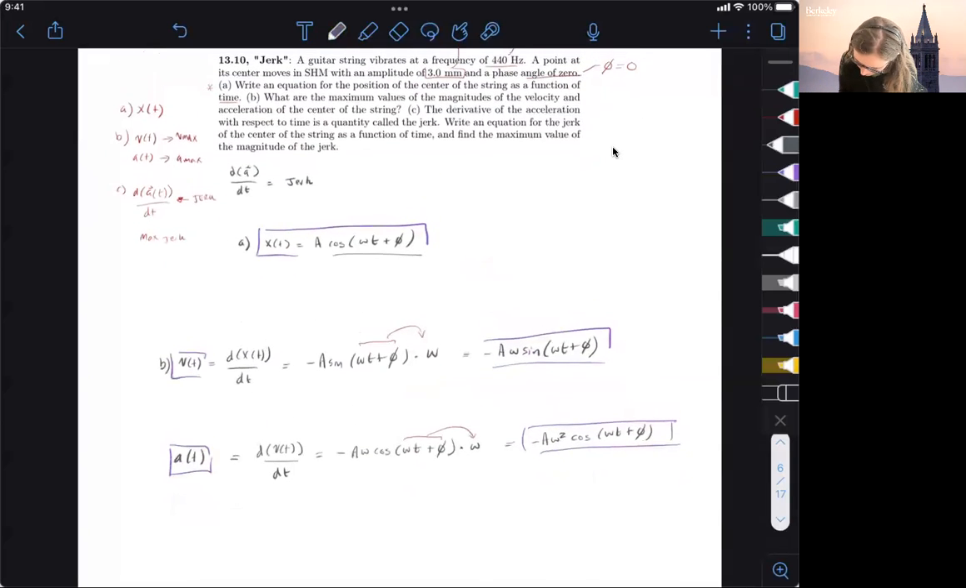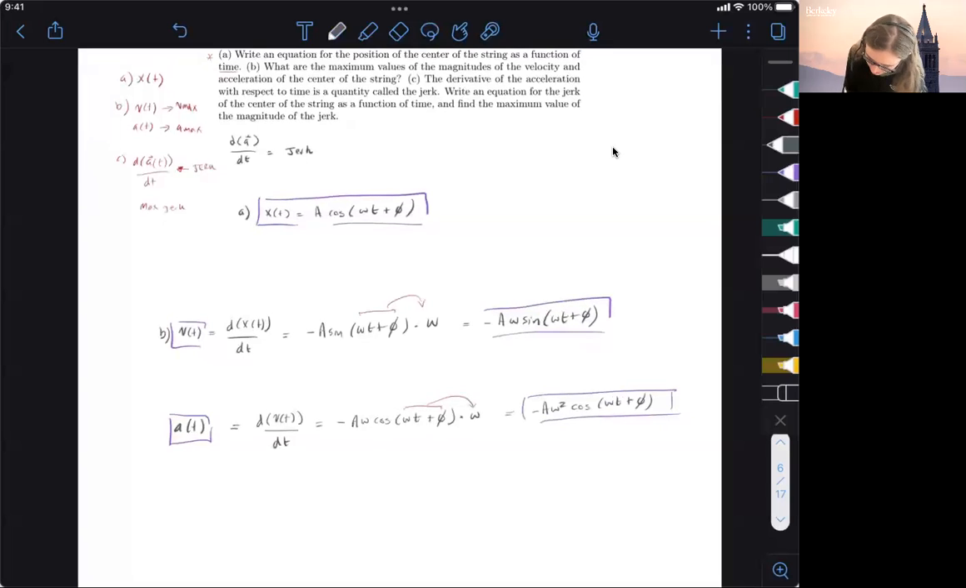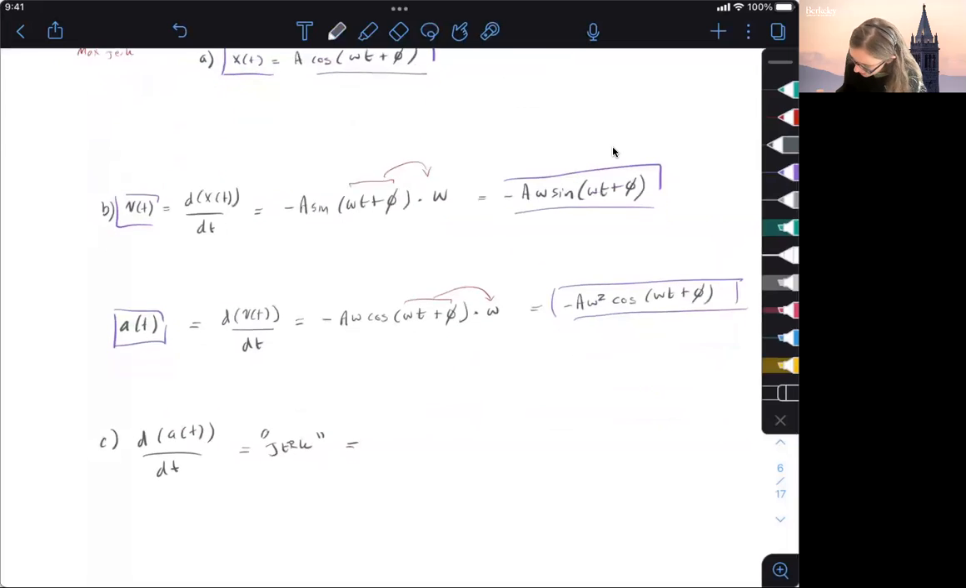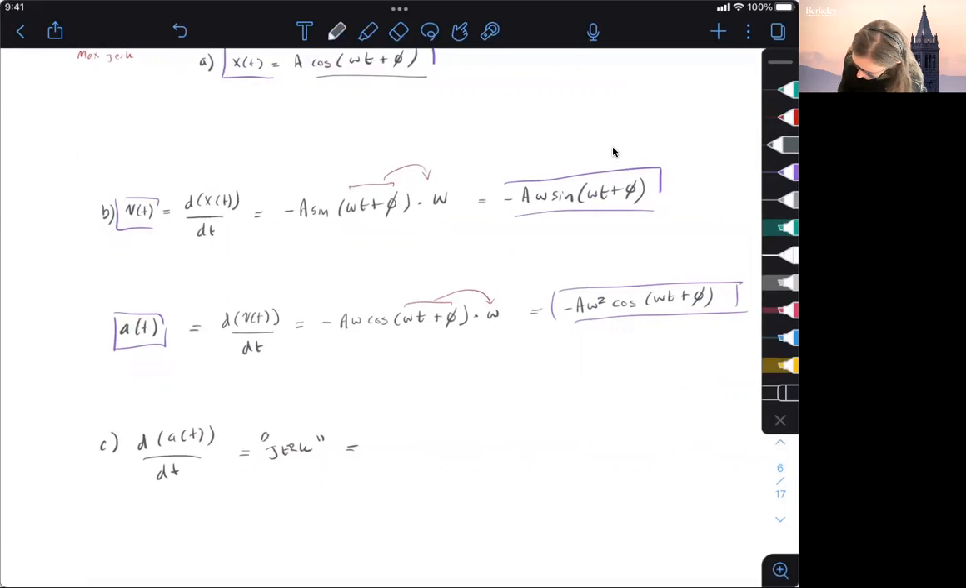Okay, so then what are we finding for part C? So we were looking for jerk for part C, right? So we're looking for the derivative of the acceleration with respect to time, right? And that's going to equal this thing called our jerk. Okay, so if we take the derivative of that, we're going to kind of do the same thing again. The derivative of cosine, our negative signs are actually going to cancel out this time, right? Because we're going to get that negative sign back again.